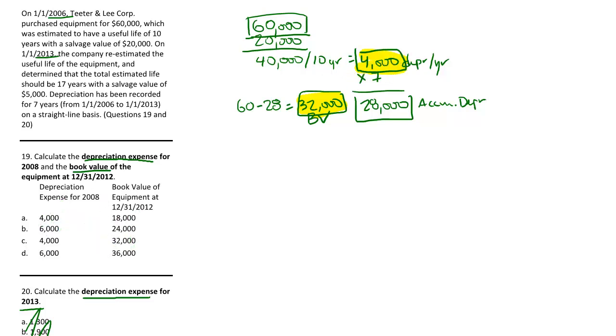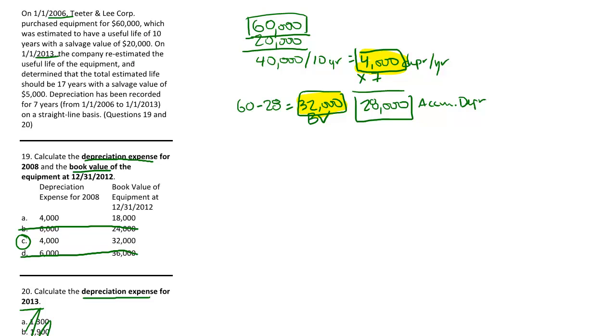So if we come back here and look at our answers for 19, depreciation expense is going to be $4,000. We can eliminate B and D. So now the book value is what we care about. $18,000 versus... So if we look, the book value is 32, so we know the correct answer is C.